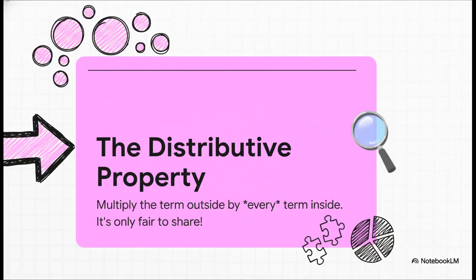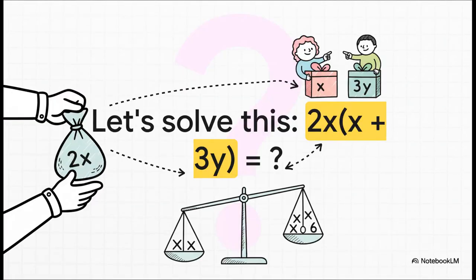Now, this rule has a big fancy name, the distributive property, but don't let that fool you. All it really means is that you have to be fair. Imagine the term on the outside is delivering presents. It has to give a present to every single term on the inside. Everybody gets one. No one gets left out. Okay, let's give it a try.